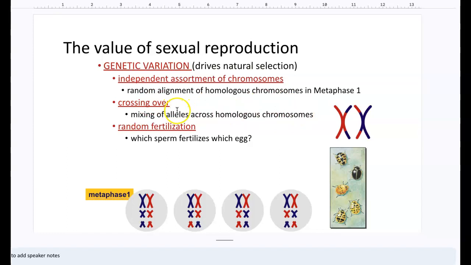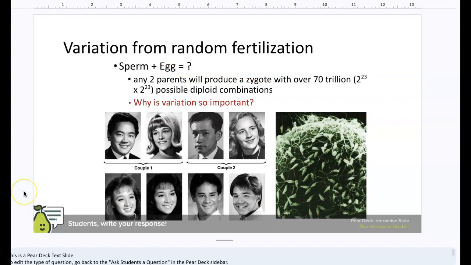Crossing over adds genetic information, and then random fertilization, which means that you never know which sperm is going to fertilize which egg. And as a result, you can have all these combinations, and they show them here, of chromosomes, which can lead to all these different phenotypes. And this is why genetics is much more complicated than what we started out with Mendel. So if you guys could go ahead and write a response, we'll take a little pause here.